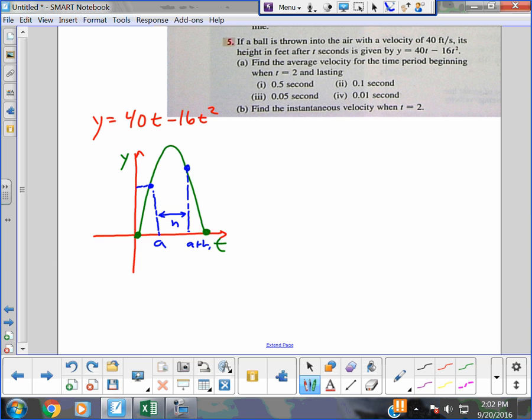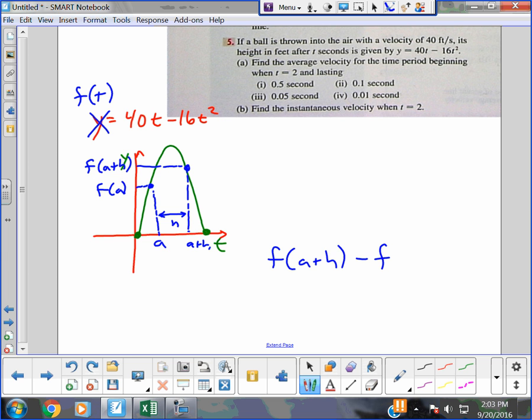And instead of calling this y, could we call this f of t? Yeah, I think we can do that. And then we could call this f of a, and we could call this point what? f of a plus h. And if I'm doing a secant line, it's rise over run, and this should seem familiar. Why is this in everything?